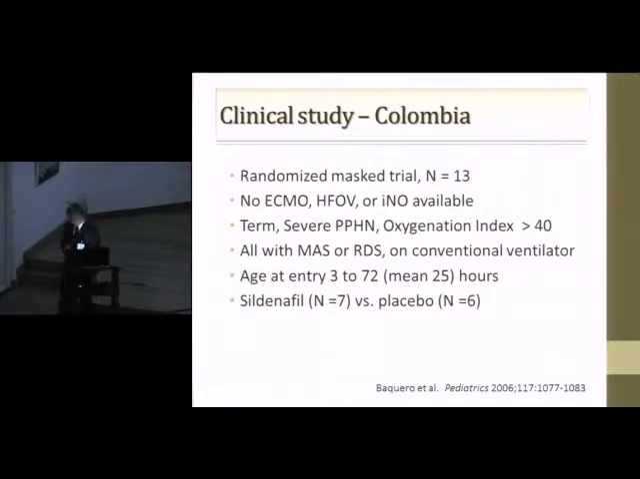So what were these trials that they reviewed for the Cochrane review? Well, number 1 was the one from Colombia that was published in 2006, 13 babies with a randomized masked trial. And this is in Colombia where there was no availability of ECMO, no high-frequency ventilation, and no inhaled nitric oxide. These were babies who were very sick with severe pulmonary hypertension with an oxygenation index greater than 40, certainly the worst of the worst.